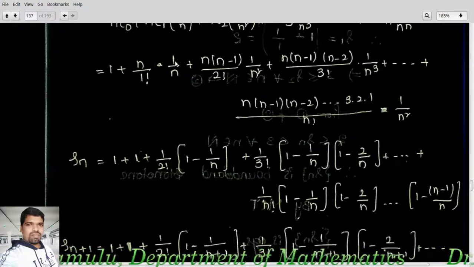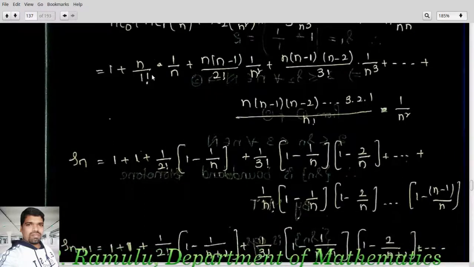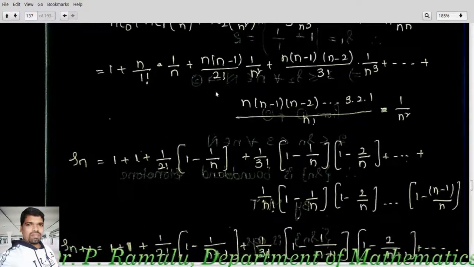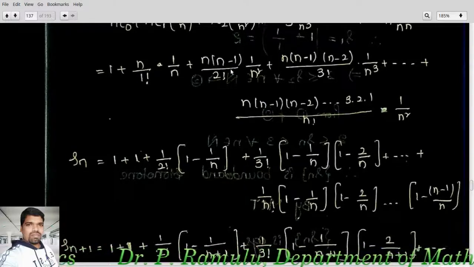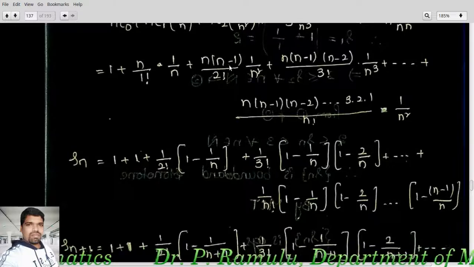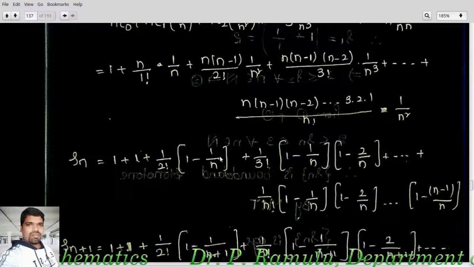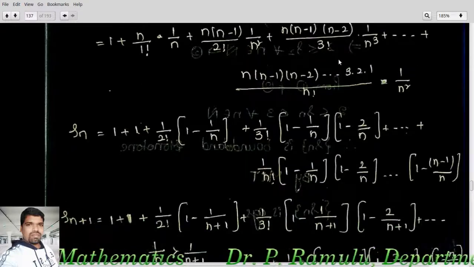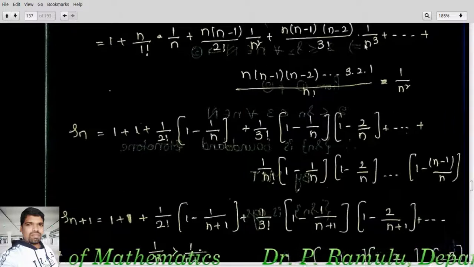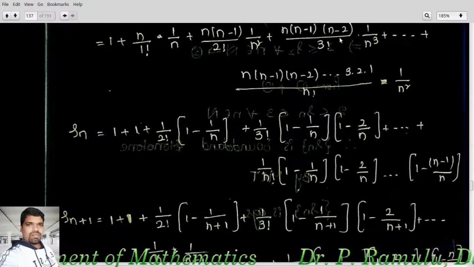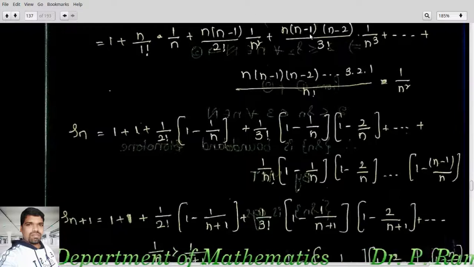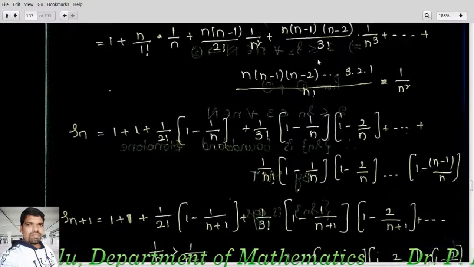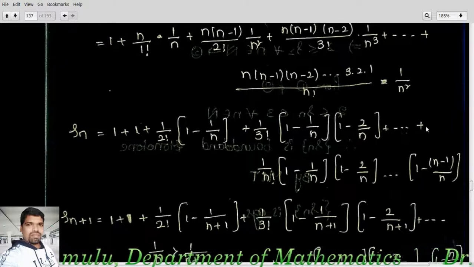Here I am rewriting this. Here 1 plus 1, the n cancels out. Here 1 by 2 factorial: n square is there, so one n gets cancelled out, and dividing by n, we get 1 minus 1 by n. Similarly, here we have n cube, written as n by n, n minus 1 by n, n minus 2 by n. If I write like that, n gets cancelled out, and we get 1 minus 1 by n and 1 minus 2 by n here, plus and so on.